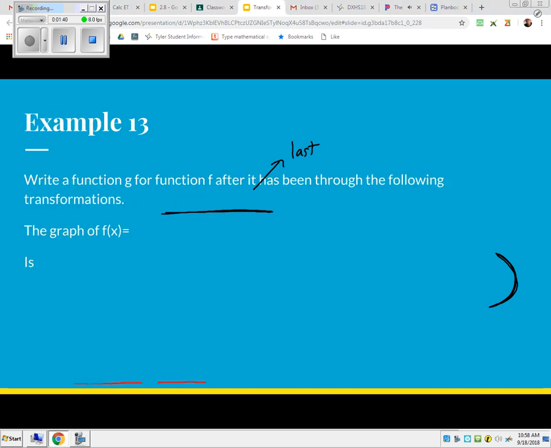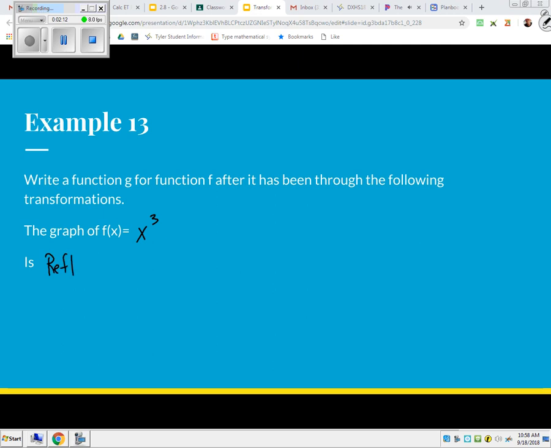So let's just come up with our own problem. It says write a function g for function f after it has been through the following transformations. So I need a parent function. Someone holler out a parent function for me. Cubic. Oh, cubic. Beat you. So cubic function. What all do we want to do with the cubic function?